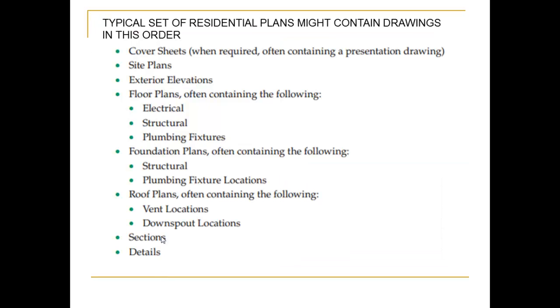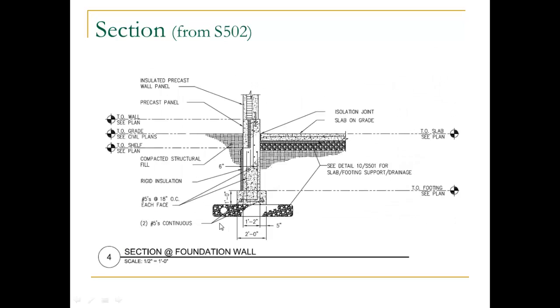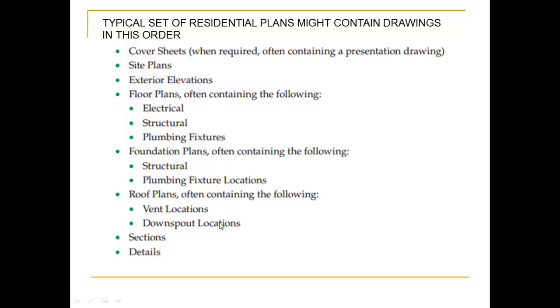Cover sheets, and this is generally the typical set. This would be for residential plans, so it doesn't have everything that we'd see in a commercial, but you start with a cover sheet, might be a presentational drawing, site plans, exterior elevations, floor plans, electrical, structural, plumbing fixtures, foundation plans, roof plans, sections, and details. And that's great. When you get into commercial, we generally see more in the floor plans up front. The elevations would be next. So there are some standards, but this just happened to be something I pulled off the web for a residential set of plans.